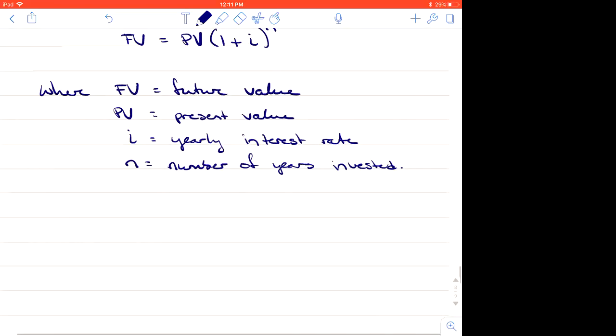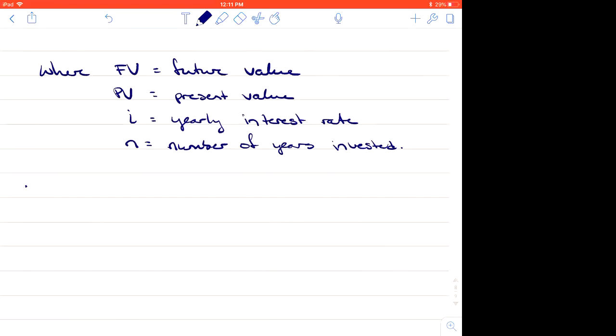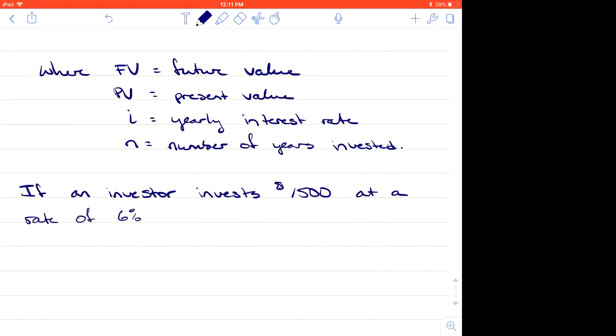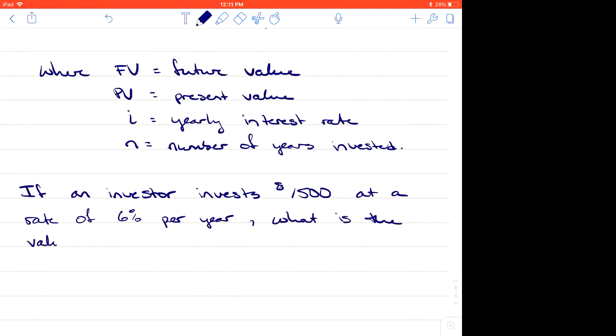So, quick little example here. If an investor invests $1,500 at a rate of, let's say, 6% per year, what is the value of the investment after 7 years? Okay.